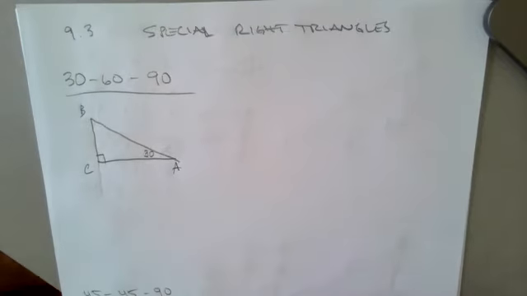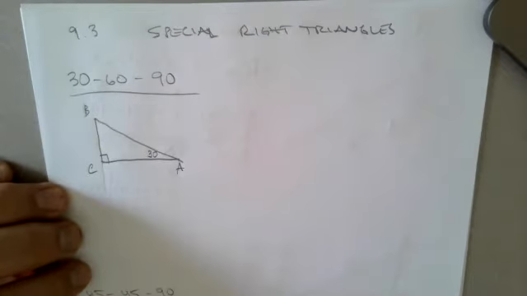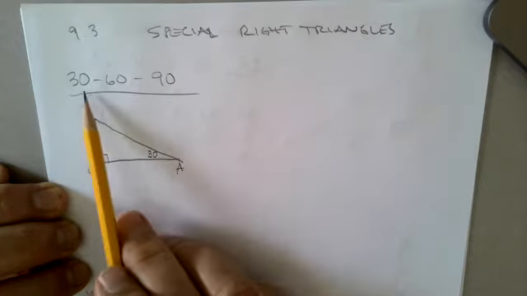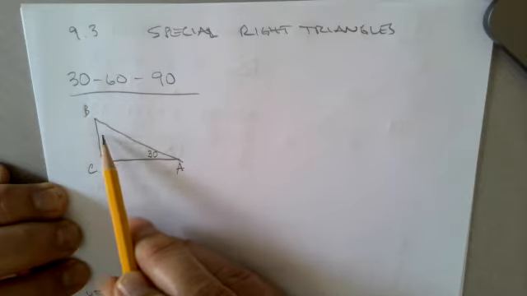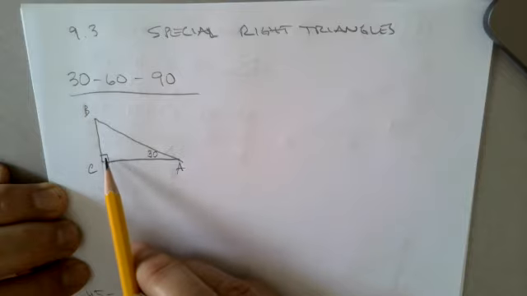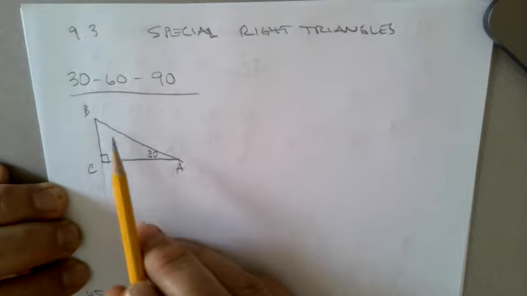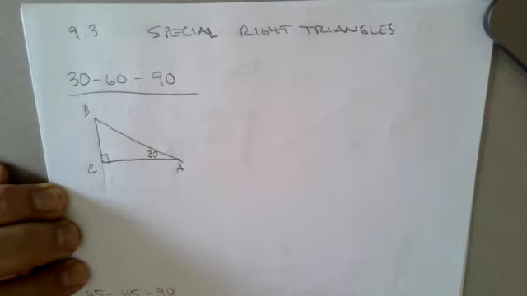Hi, this is Mr. Erlin working with special right triangles, quiz number 9.3. There are two types of special right triangles. One is called a 30, 60, 90 degree triangle because one of the interior angles is 30 degrees. The remaining one must be 60 so that this can be 90. It's a right triangle with specifically 30 and 60 as the other angles.